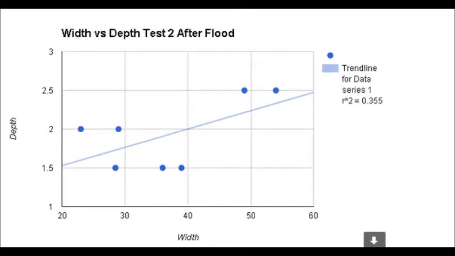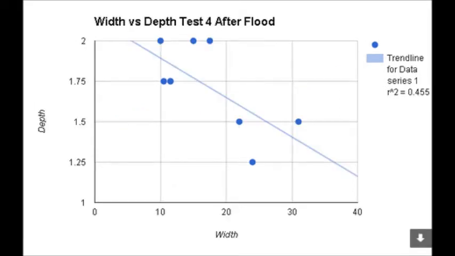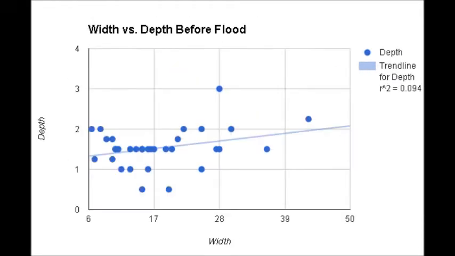During the flood, the width of the river also increased, so obviously that means sediment was being redistributed. The depth of the river increased also, all but one test. If you look at the graphs, you can tell that when the width increased, the depth decreased a little bit.